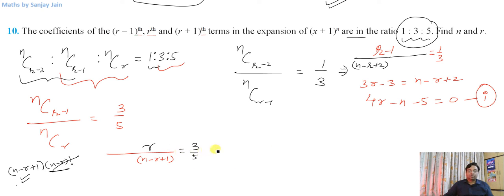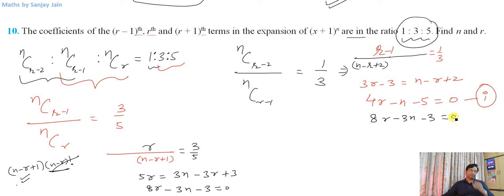By cross multiplying, I'll have my second equation. 5r is equal to 3n minus 3r plus 3. So 8r minus 3n minus 3 will be equal to 0. Okay, this is the second equation. Now I need to manipulate these.